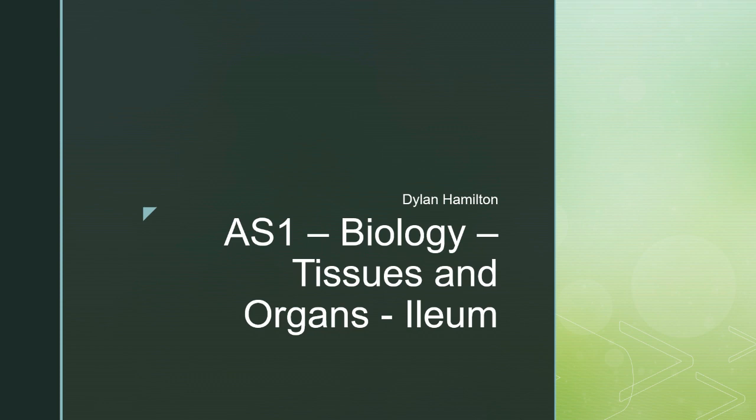We are moving on from cells. We're on the AS1 biology, tissues and organs. Guys, there's only 2 videos going to be under this side of AS1 biology, and then we're done. Then have a wee break. Basically, we're going to be starting off with the ileum, and then we're going to do the leaf, and then we're done with AS1 biology.